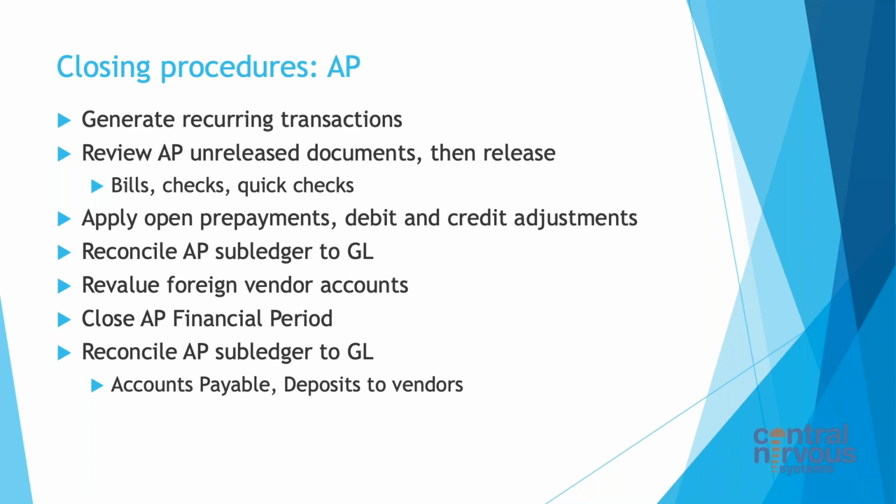So once we have taken care of our unreleased documents, we want to ensure that we apply open prepayments and debit and credit adjustments. So if we've done some debits and credits in AP, or we've got some prepayments that we've made, but subsequently we've got the bill for it, we want to be able to clear off those things so that our subledgers are as clean as possible. So when we do our check runs and things like that, we're not ending up with things in the way.